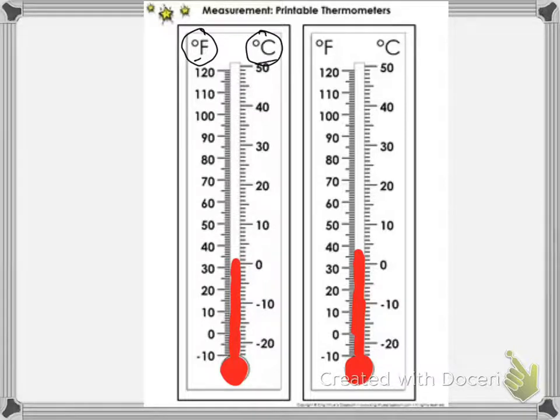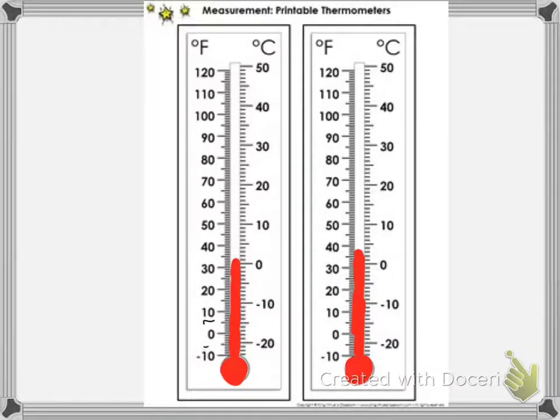The side with the C will tell us the temperature in degrees Celsius. Scientists and people in other countries use the Celsius scale. So we call this half the Celsius scale. Because the temperature on TV and in the newspaper is given with the Fahrenheit scale, that's the scale we're going to use in class.